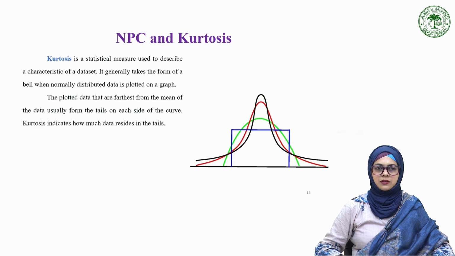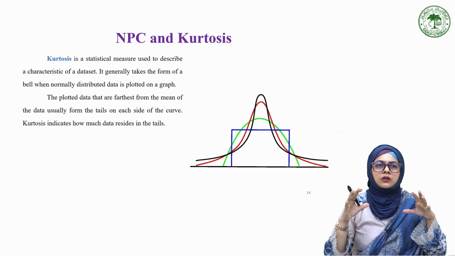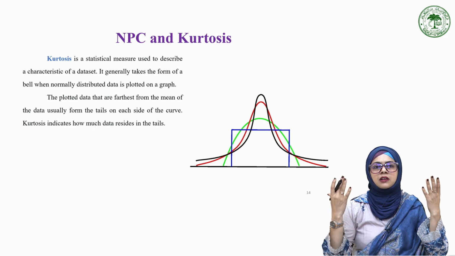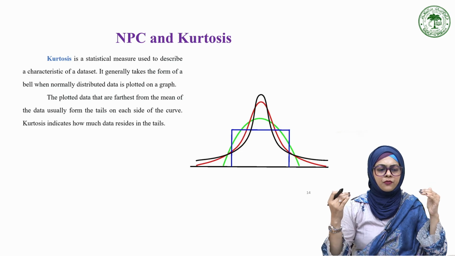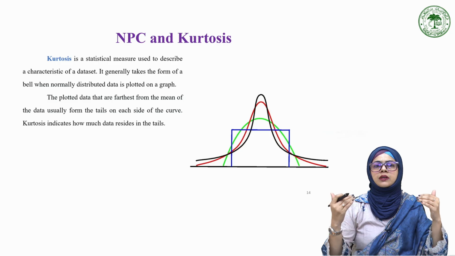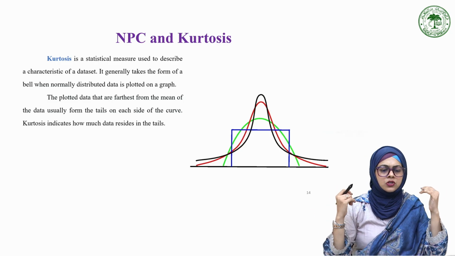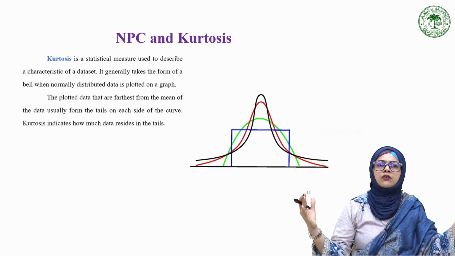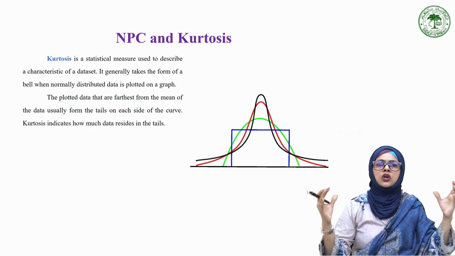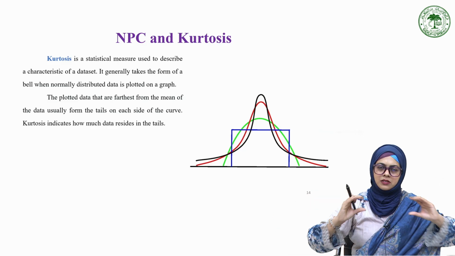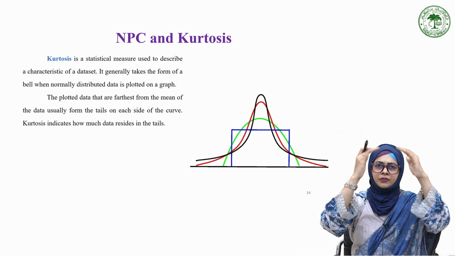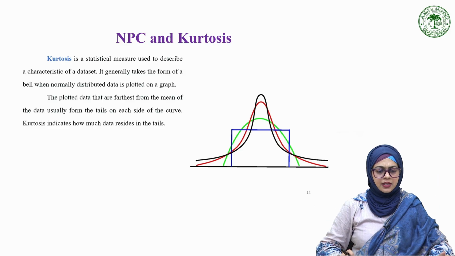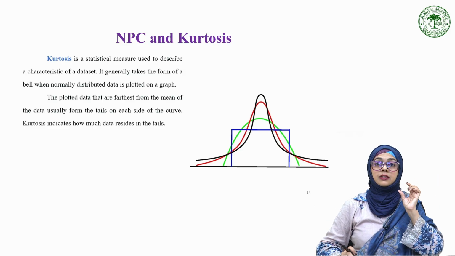Now coming to kurtosis. Let's look into kurtosis, which is a statistical measure to describe a characteristic of a data set. It generally takes the form of a bell when normally distributed data is plotted on the graph. The plotted data that are farthest from the mean usually form the tail, and the data clustered around the mean form the peak. So kurtosis indicates how much data resides in the tails.